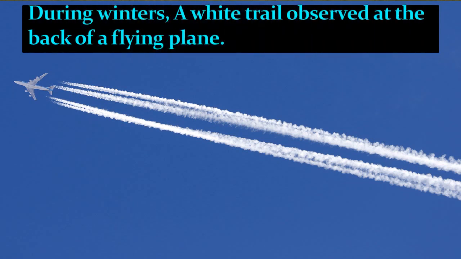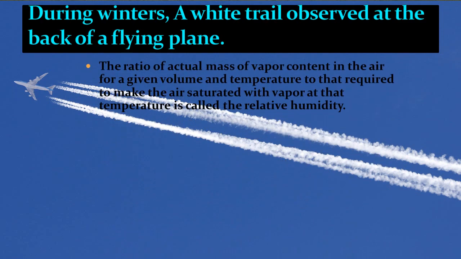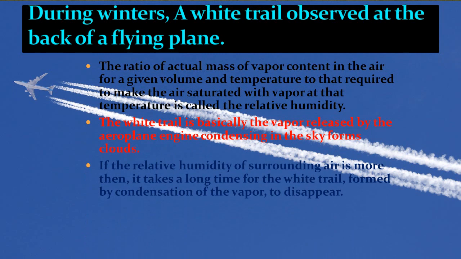Alright, now next: during winters a white trail is observed at the back of a flying plane. Why is this so? Here the concept of relative humidity comes in. The ratio of the actual mass of vapor content in the air for a given volume and temperature to that required to make the air saturated with vapor at that temperature is called the relative humidity. And the white trail is basically the vapor released by the aeroplane engine condensing in the sky and forming clouds. That white trail we can observe clearly.